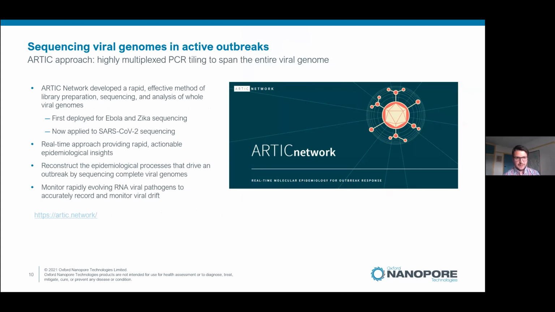So the Arctic Network, a number of years ago, were interested in the possibility of a pathogen outbreak in the future. So they were well placed to help with the tracking of the COVID pandemic. They had already developed a rapid and effective method of library prep that, as mentioned before, had been deployed for Ebola and Zika sequencing, and with very quick turnaround, they were able to apply this to SARS-CoV-2 sequencing.